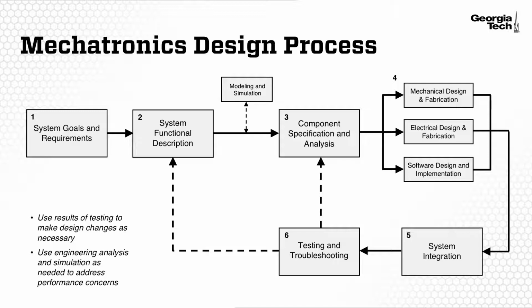Finally, there's an iterative loop here where after we test, we troubleshoot a little bit, we may find that we need to go revisit the functional description of how our device actually works. Or we may need to revisit the components we've picked because maybe the components didn't work like we thought they would. And this is that process of design revision that is so important for developing mechatronics devices.